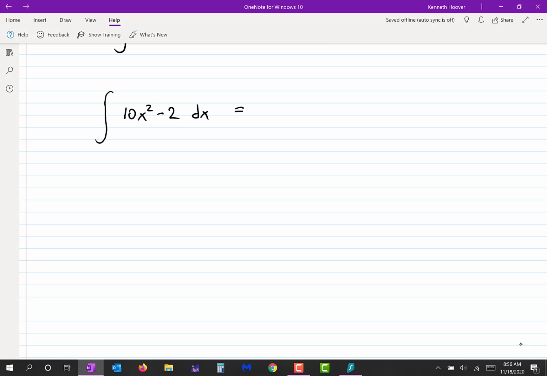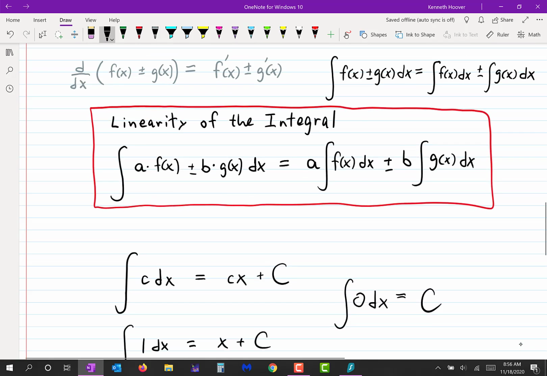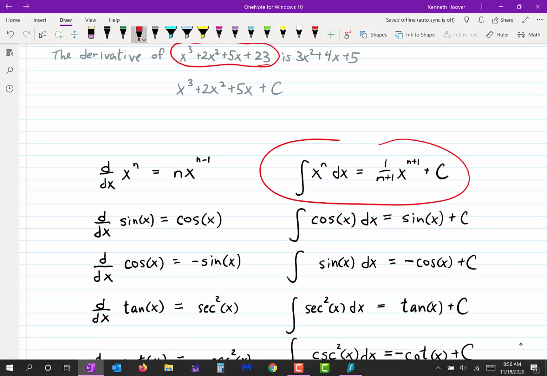So when I integrate 10x squared, let me walk you through it. Here's how I do it, okay? I write down the 10. I write down the x and add 1 to the exponent. And then I put 1 over that new exponent in front. That's exactly the rule that we wrote down earlier. Up here. Right there.